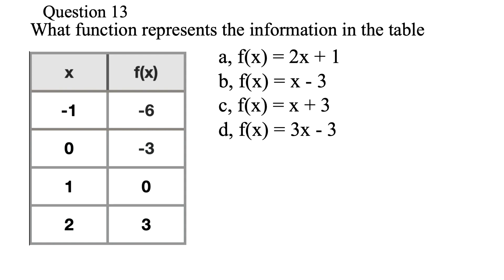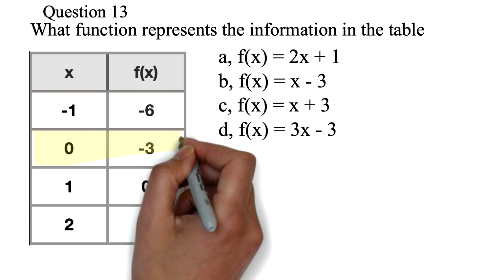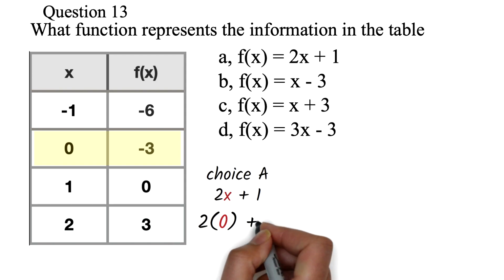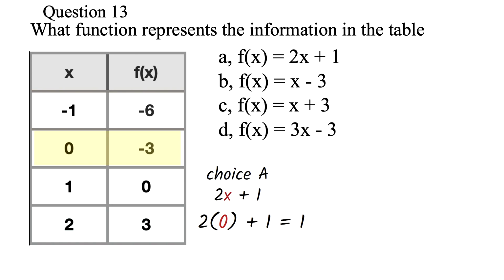For teaching purposes, we are going through everything. You don't have to on the test. You can accurately eyeball and eliminate obvious wrong choices. Since it's easy to work with 0, I'll try that first so I can narrow the possible answers. Replace x with 0 for choice A. 2 times 0 plus 1 equals 1. It was supposed to be -3, so choice A is definitely wrong.